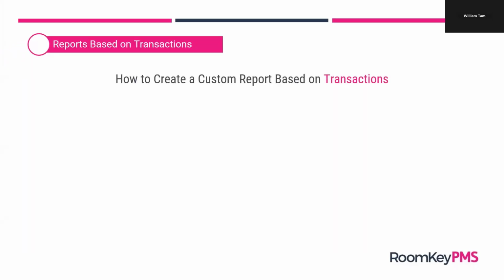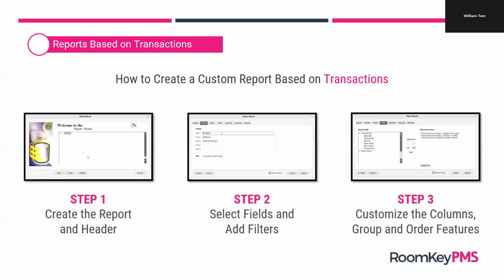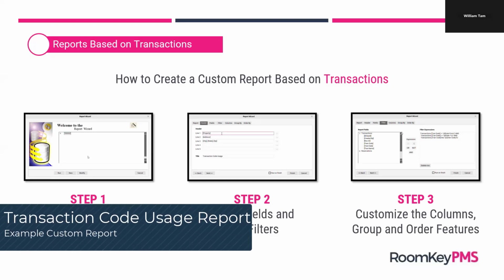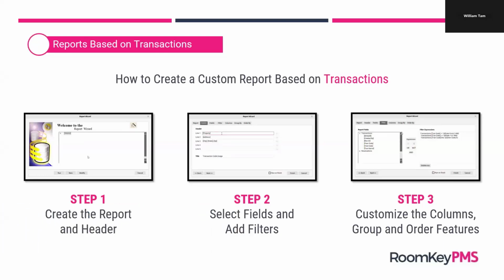Now let's take a look at how to create those custom reports, but based off of transactions. So similar to the reports based off of reservations, we're going to follow the exact same 3 steps, but with a little bit of a difference when we come to the available fields and filters, step number 2. The report that we're going to create in these 3 steps is an example of a transaction usage report. We're going to be able to look at a date range and see how many times a transaction code was used within that date range.